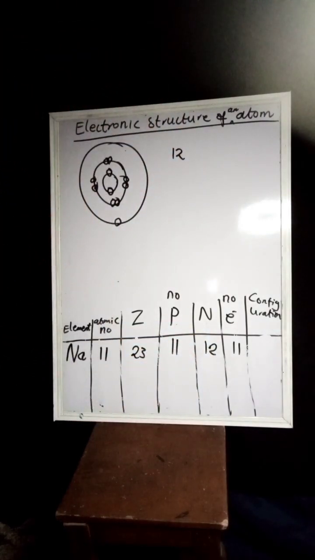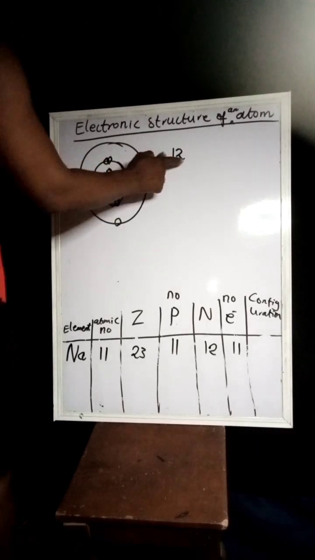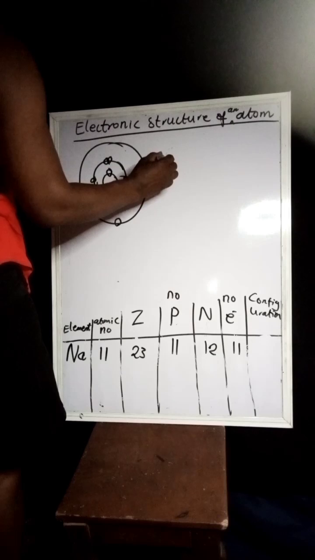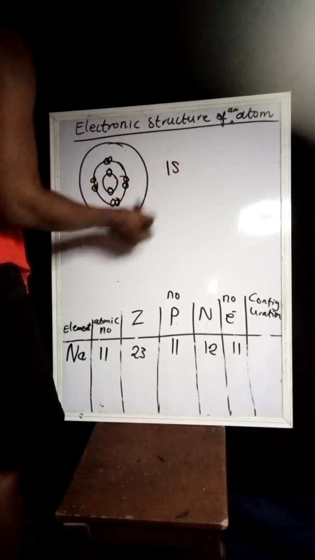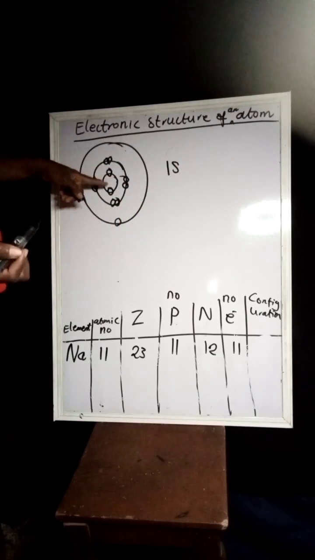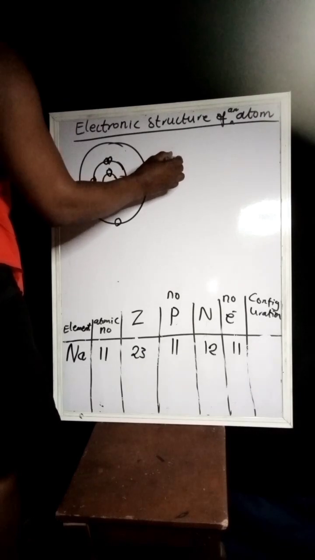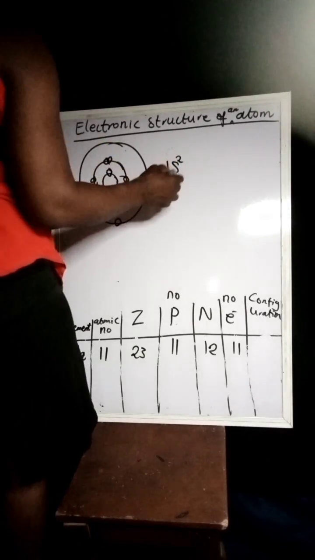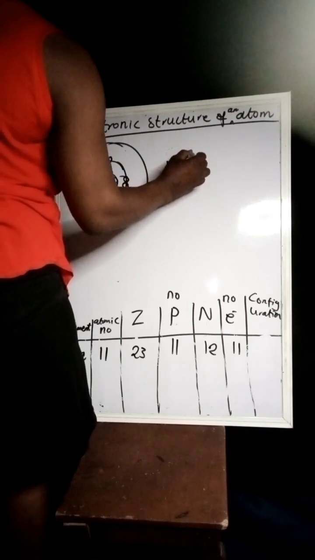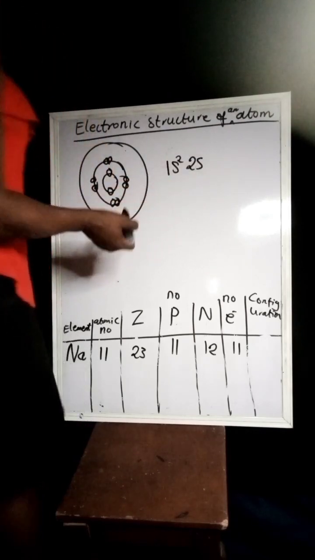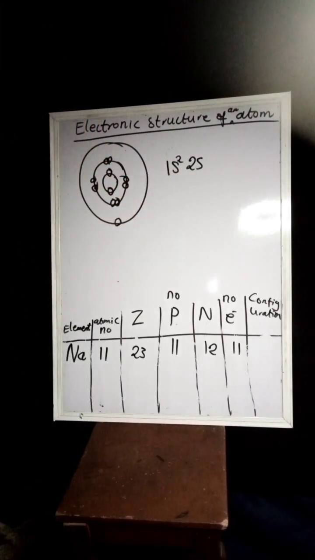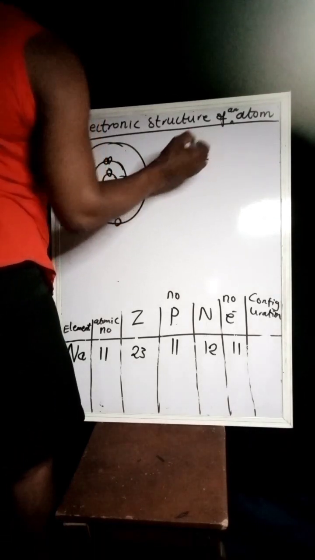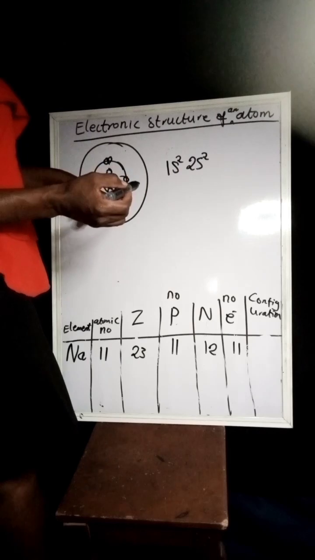Then let's write the electronic configuration. The first shell has only one s orbital. So we have 1s. And that 1s is filled by 2 electrons. Then the first s orbital is filled up. We move to the second s orbital, 2s. Remember, we said s accommodates a maximum of 2 electrons. So we fill the 2s with these 2 electrons.